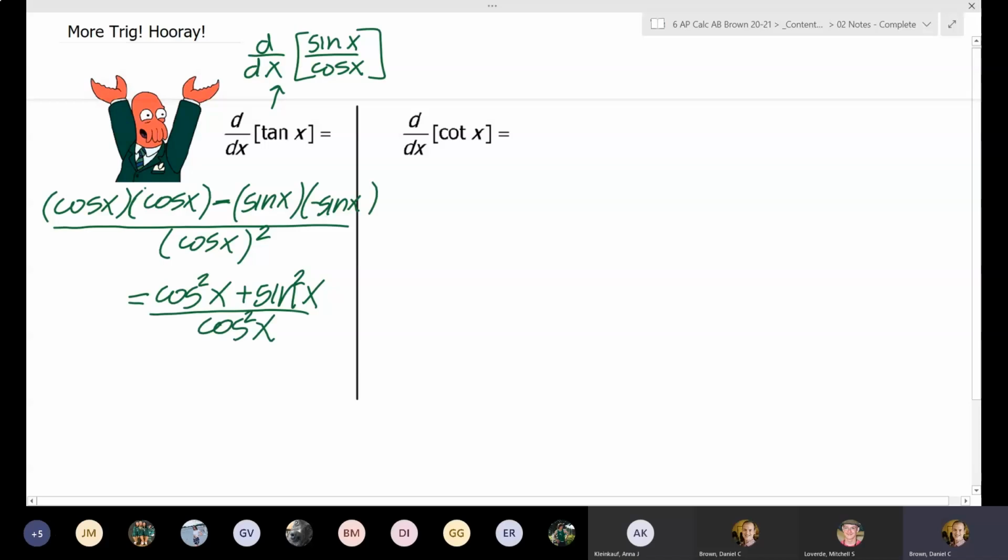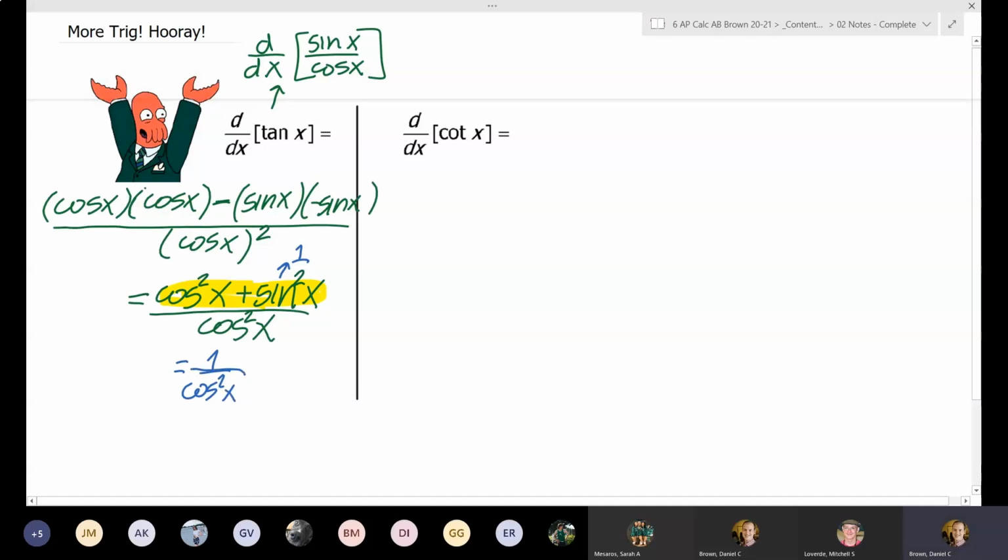Does anyone see any ways that I can simplify that expression? It equals 1 on the numerator. The numerator is equal to 1, so hopefully you remember your Pythagorean identities. You all made it out of pre-calculus, so I'm assuming that you do. We know that sine squared plus cosine squared is the same thing as saying 1. So this answer just becomes 1 over cosine squared of x.